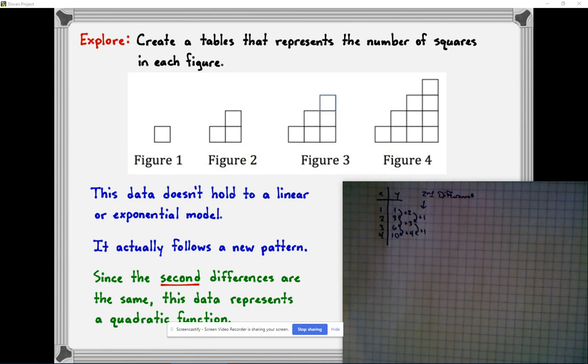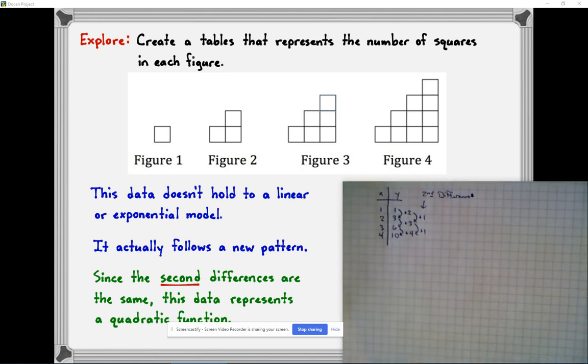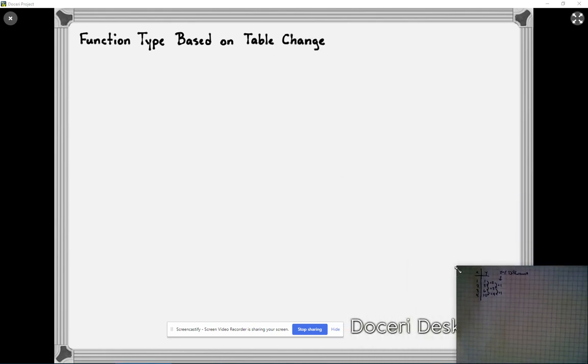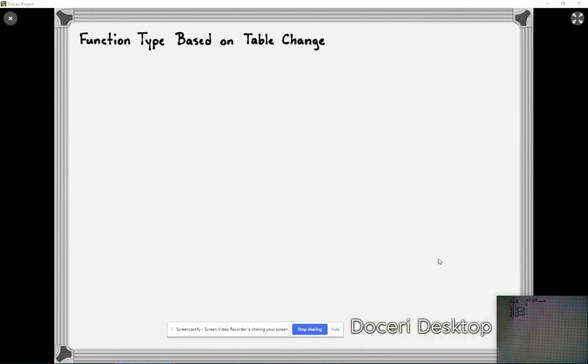So now you have 3 functions that you should be familiar with, at least on a basic level. You have linear, when the first differences are the same. You have exponential, when you multiply by a constant number to get to the next value. And then we have quadratic, when you have the second differences the same here, okay? So let's go ahead and take notes on that. I'm going to go ahead and minimize my camera here so we can take good notes.